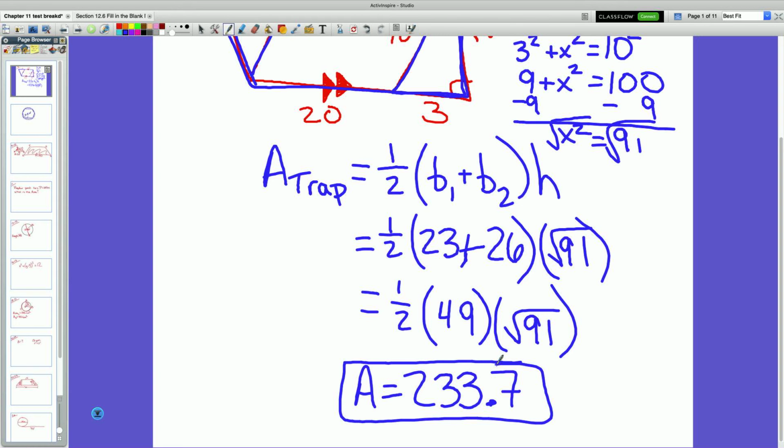Okay? Again, you could have used trapezoid. I used trapezoid. You could have broken it down into a parallelogram and 2 triangles. It's really up to you what you prefer. You do have one like that, or a couple composite figures like that on your test. All right, let's look at the next one in the same set.